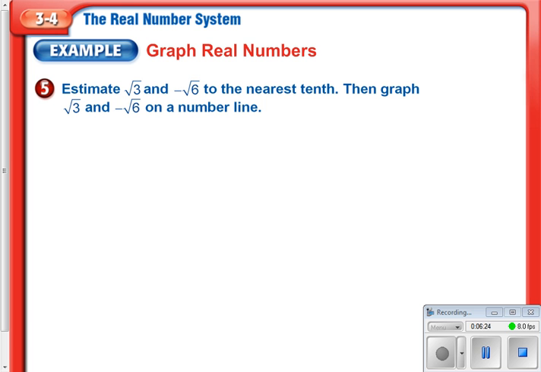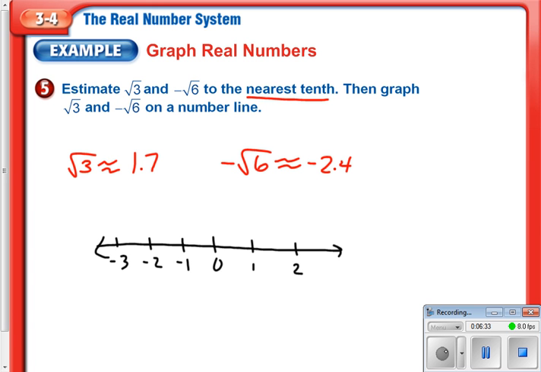Same as example 5. I want you to go ahead and pause the video here, work through it just like we did in example number 4, and we'll pick up from there. After we've done our computation, the square root of 3 is about 1.7 rounded to the nearest tenth. Negative square root 6 is approximately negative 2.4 rounded to the nearest tenth. Go ahead and plot them on the number line here.